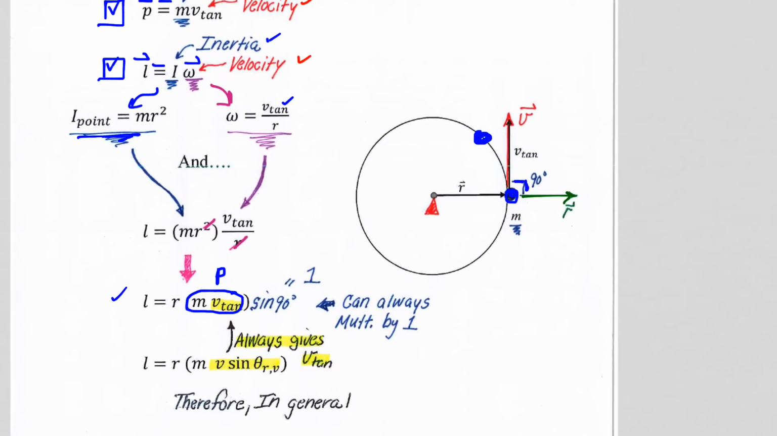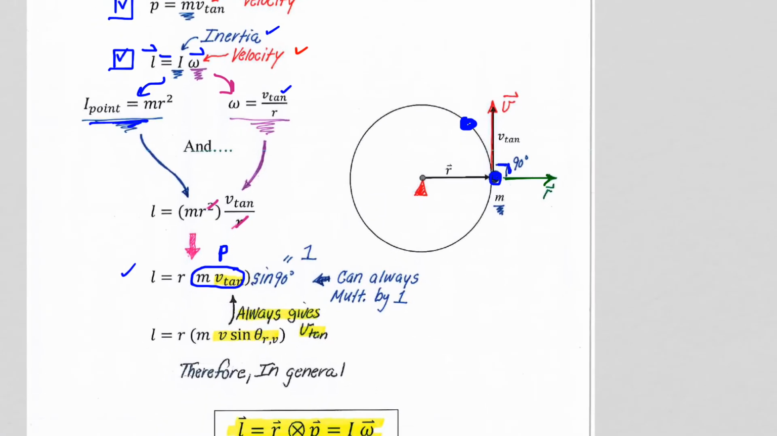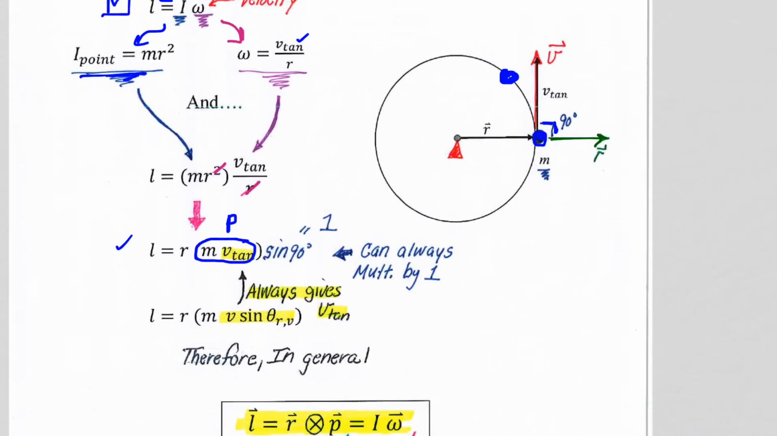Because in general, for the problems we are solving, we will not always have v only tangentially. There will be components. Some of the v will be in the tangential direction, some of it will be in the radial direction, but none of the v in the radial direction will contribute to our angular momentum, because no radial velocity is going to contribute to motion around the circle. So it does make sense.